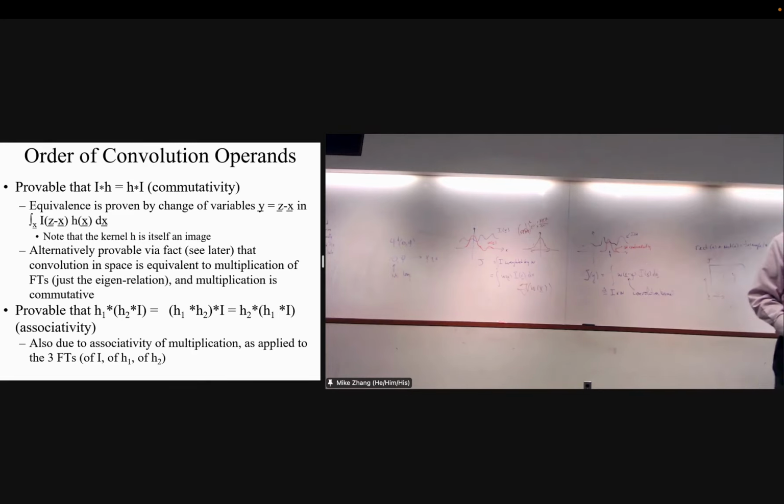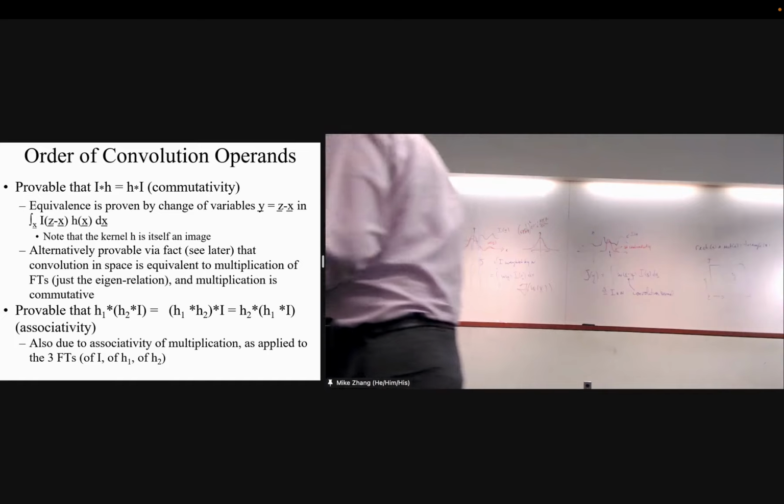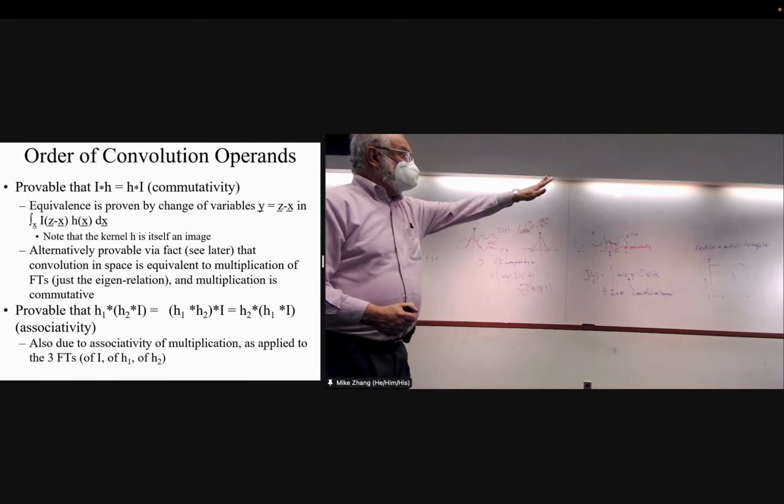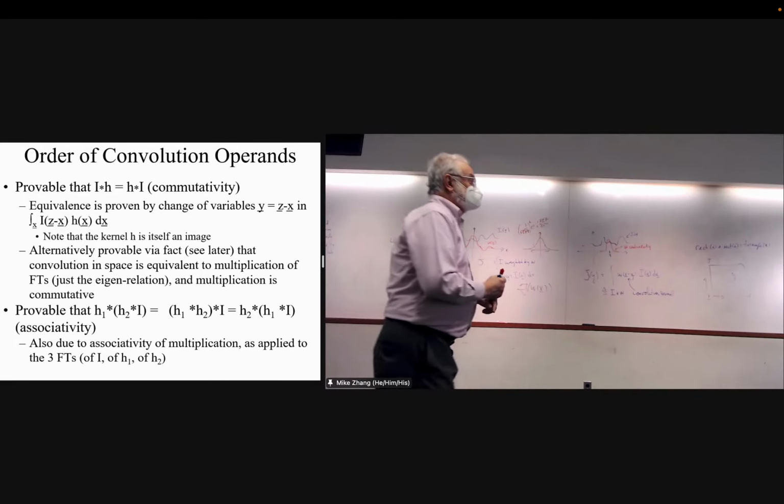Alternatively, since the convolution of I with H is the same in the frequency domain as taking the Fourier transform of I and the Fourier transform of H and multiplying them, and multiplication is commutative, you can argue it from that point of view. Either way, big deal that it's commutative.